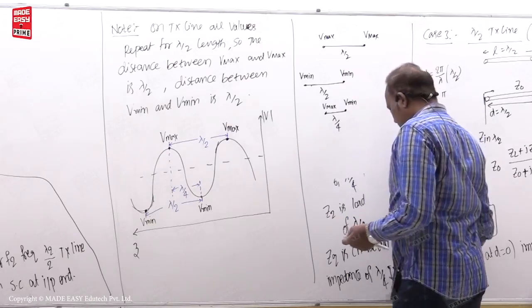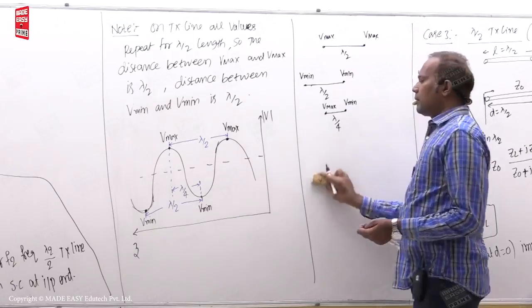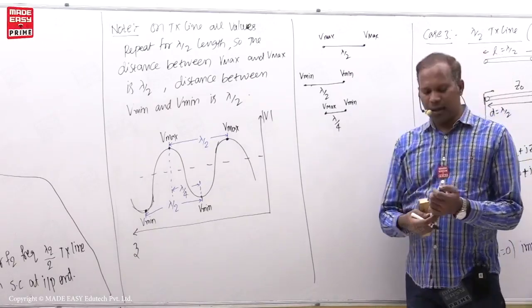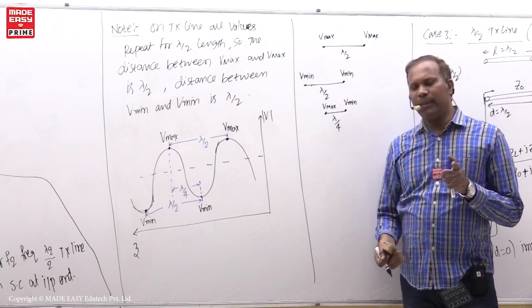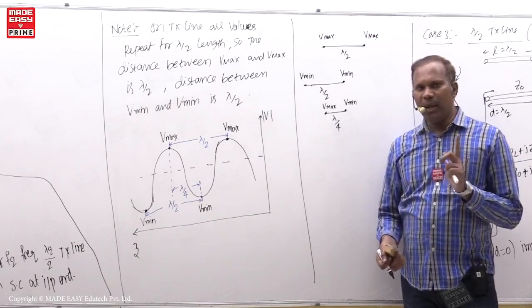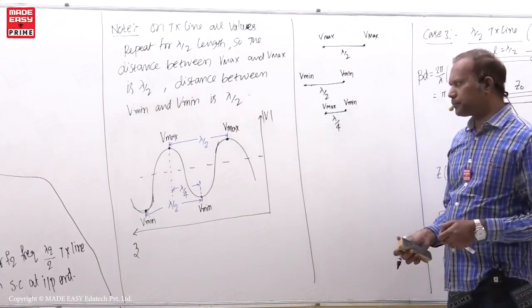Same thing is applicable for I maximum to I maximum. No need to discuss that. Same thing happens: I maximum to I maximum distance is lambda by 2. I minimum to I minimum distance is lambda by 2. I minimum to I maximum distance is lambda by 4.